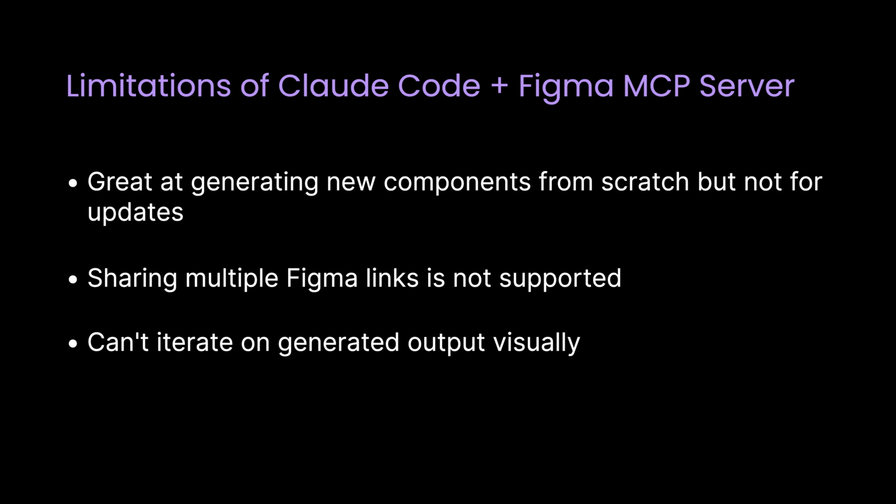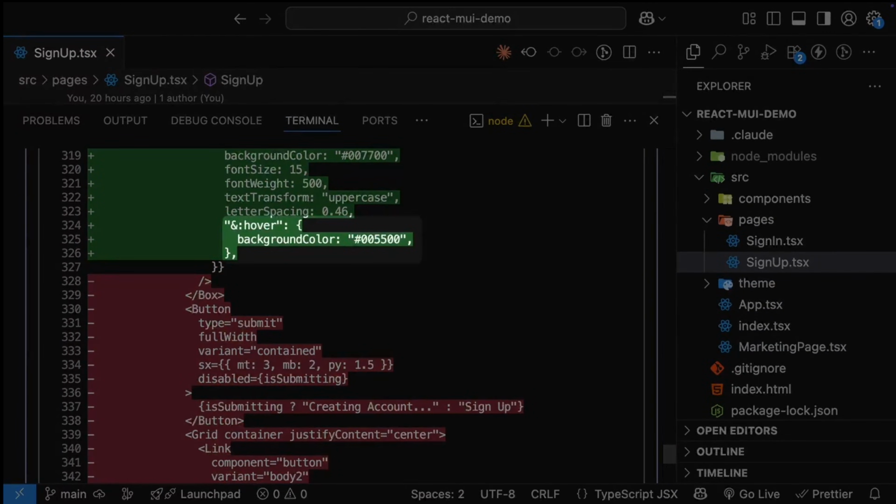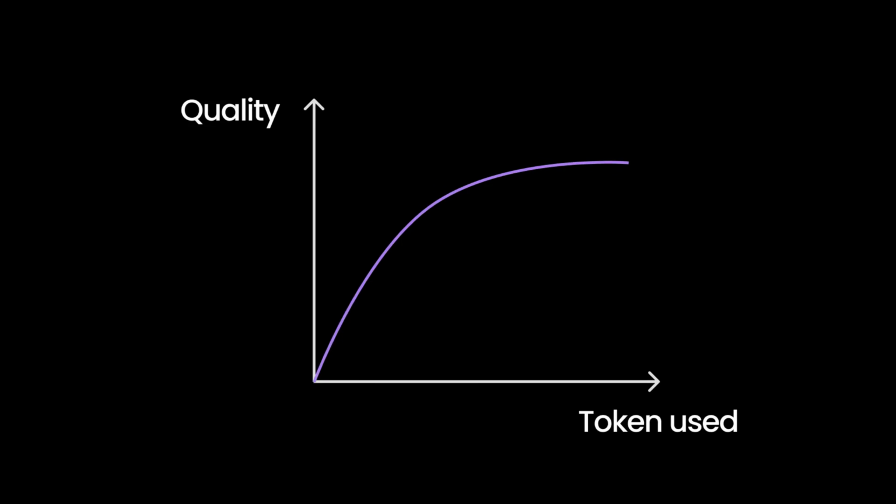Third, it's not possible to iterate on the generated output visually. If you want to adjust that padding or tweak the hover state, you can keep prompting. But AI can only understand so much from screenshots, and you'll just burn through tokens without getting what you want.